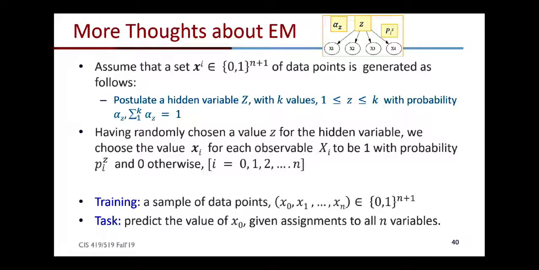So what you have is this picture. First of all, I postulated this z at the top. And z can take k values with probabilities alpha z. Given that I chose z equal 2, I'm predicting my xi's with probability pi z. And let's assume that this is how I got this training data.